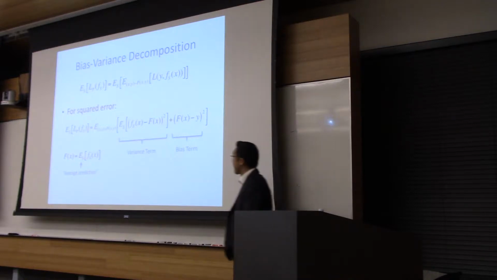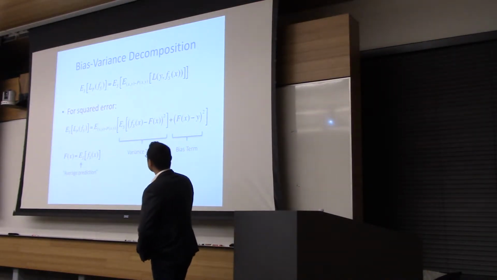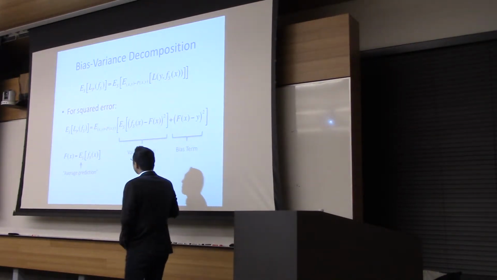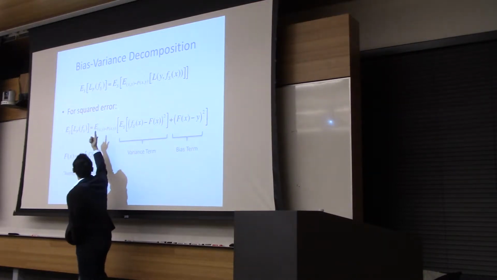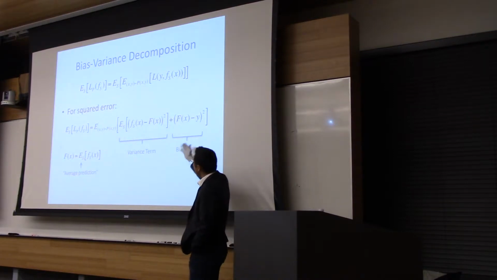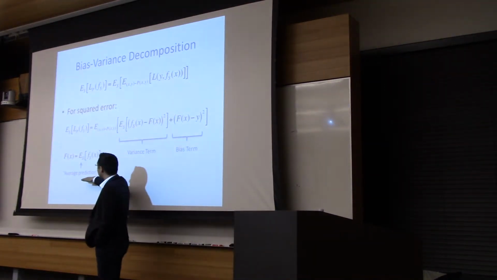And so specifically for squared error, so L was squared error, right? It turns out that what we just looked at in the previous slide, definitions up there, you can rewrite it like this, right? Where capital F of X is the average prediction, right?